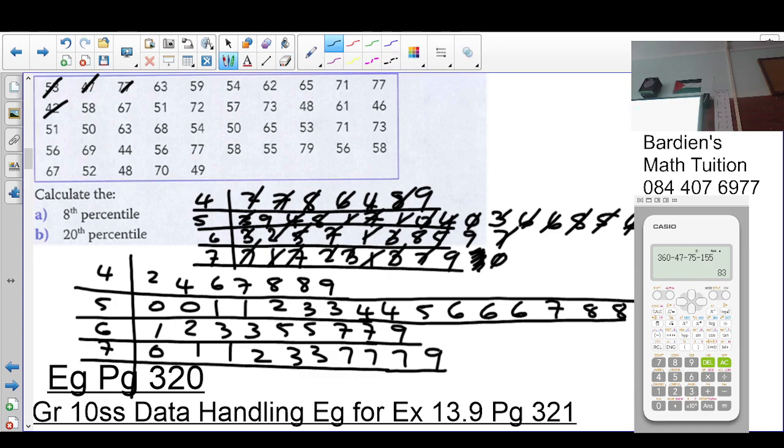So let's count. How many values are here? 45. 1, 2, 3, 4, 5, 6, 7, 8, 9, 10, 11, 12, 13, 14, 15, 16, 17, 18, 19, 20, 21, 22, 23, 24, 25. Okay? 26, 27, 28, 29, 30, 31, 32, 33, 34, 35, 36, 37, 38, 39, 40, 41, 42, 43, 44. We are missing a number.